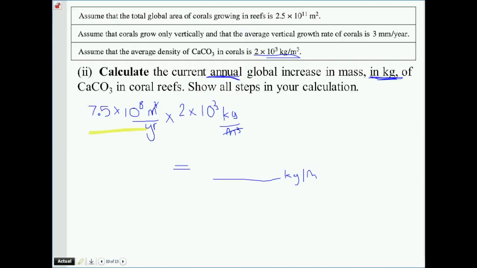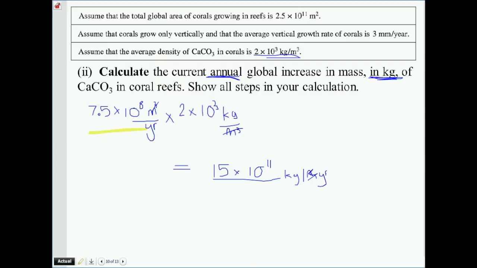So this should be, I'm not very good at writing without my pen, kilograms per year. Okay, so 7.5 times 2 is 15. And then 10 to the 8th times 10 to the 3, you're going to add these together. So we have 8, 9, 10, 11. So we have 15 times 10 to the 11th.